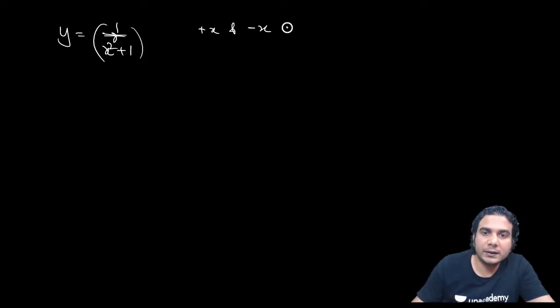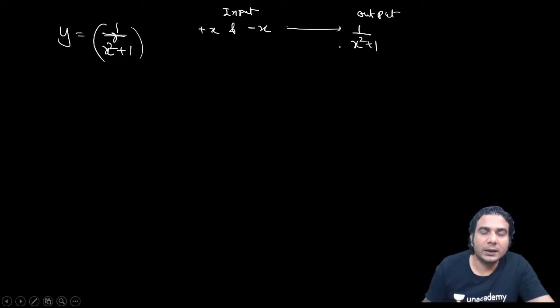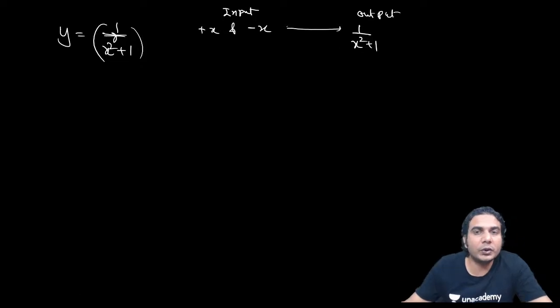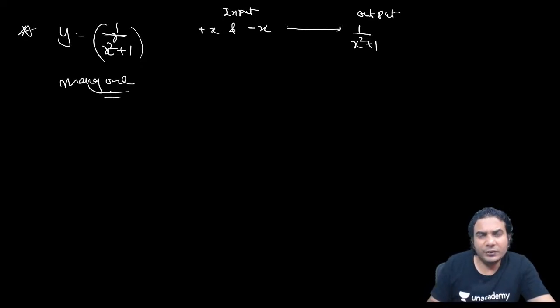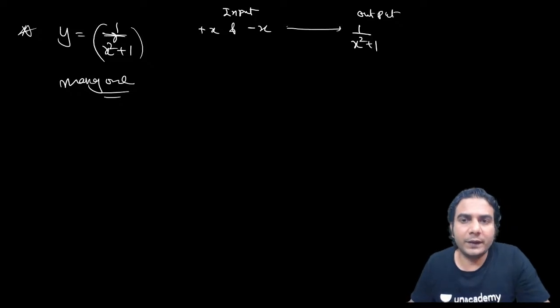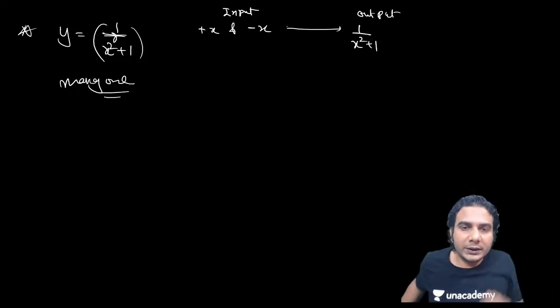Minus x will give you, this is your input and this is your output, the same output. What will be the output? 1 upon x squared plus 1. Like if you put plus 1 and minus 1, you'll get 1 upon 2. If you put plus 2 and minus 2, you'll get 1 upon 5. Same output. So it's clearly a many-one function, no doubt about that. So in this, you don't need to apply any differentiability or anything. You can directly use it and answer it.